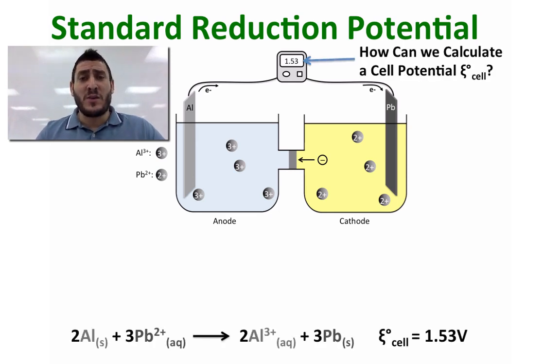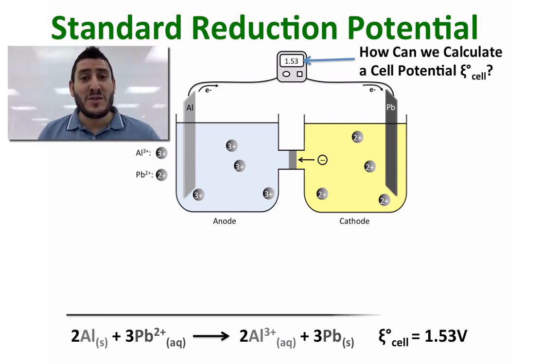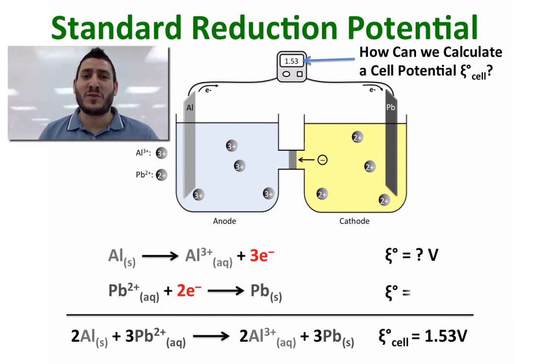Before answering this question, we need to discuss the standard reduction potential of half equations. As you know, the redox reaction is the sum of two half equations, the oxidation and the reduction, and the cell potential is the potential energy of this reaction. If we can determine the standard reduction potential of each half equation, it will be easy later on to calculate the cell potential from the potential energy of the redox reaction. However, there is no way to calculate the standard reduction potential of half equations individually. Therefore, we will need a starting point and a reference.